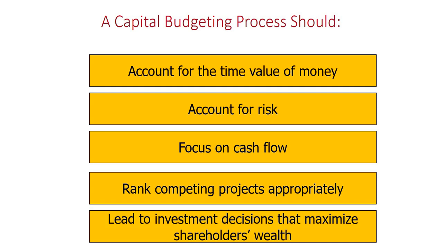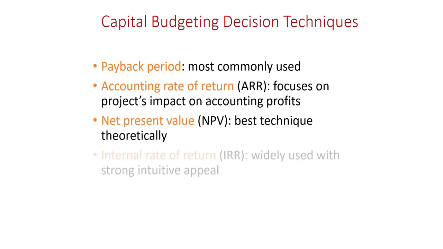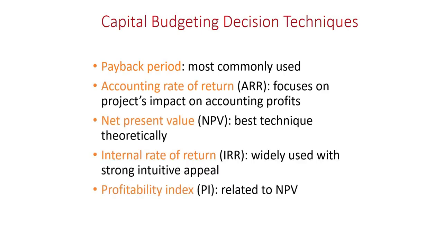It should lead to investment decisions that maximize shareholders' wealth. Remember our first chapter where we said the goal of the firm is the maximization of the shareholders' wealth. The one who invested in the project should reap the benefits of investing. So it should lead to investment decisions that maximize shareholders' wealth. Now, we've got a number of capital budgeting decision techniques that I want you to read further on.